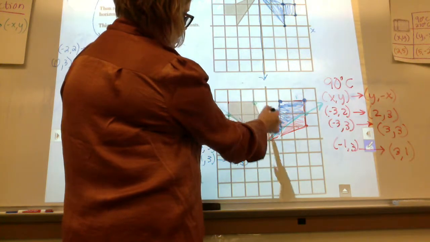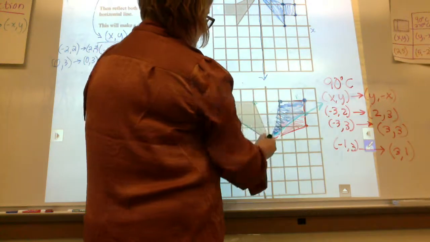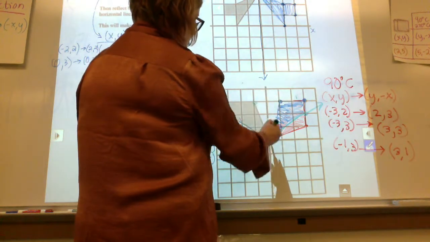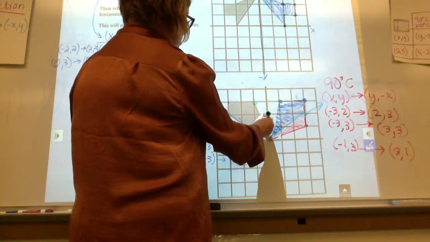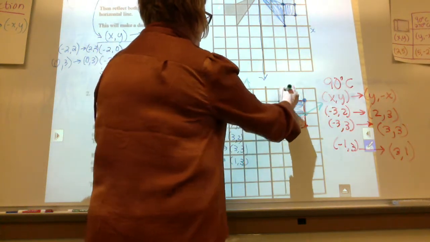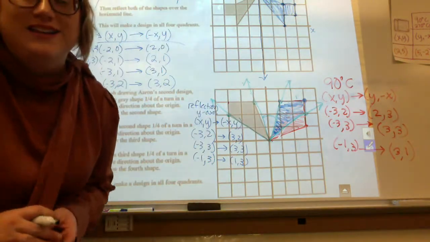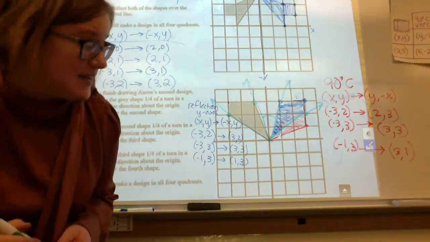So this one, which is negative 1, positive 3, becomes positive 1, negative 3. I think this is probably even more noticeable. So if you connect your center of rotation through your figure and your image, here's the angle right here. That's an acute angle. That's less than 90 degrees.